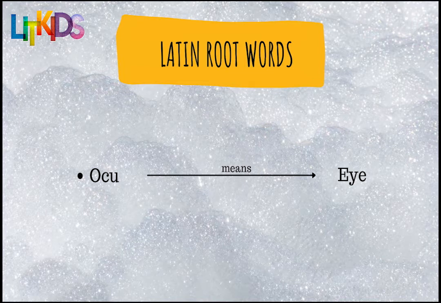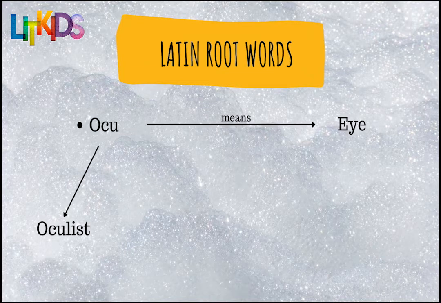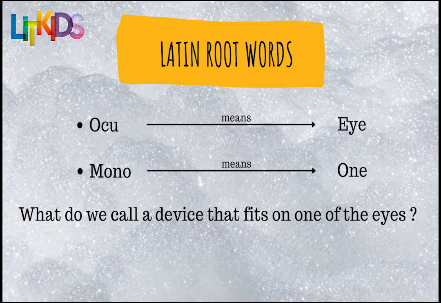Nice. Okay, next example. We're going to ocu, which means eye, E-Y-E. You've probably already seen a lot of words that could come from this root. So our first example is somebody who is responsible for your eye's health. That would be an oculist. And something that relates to the eye is called ocular.